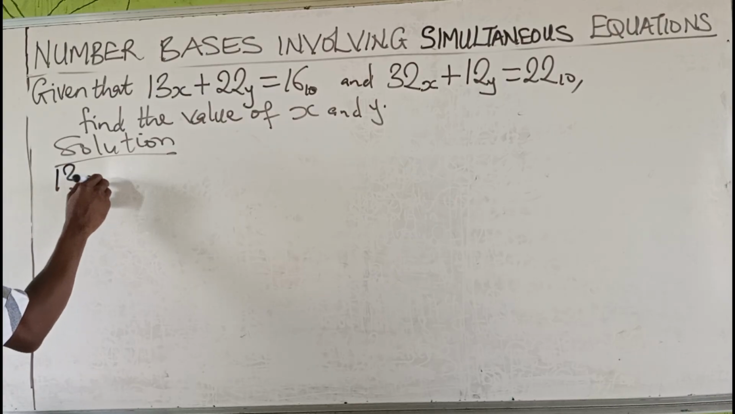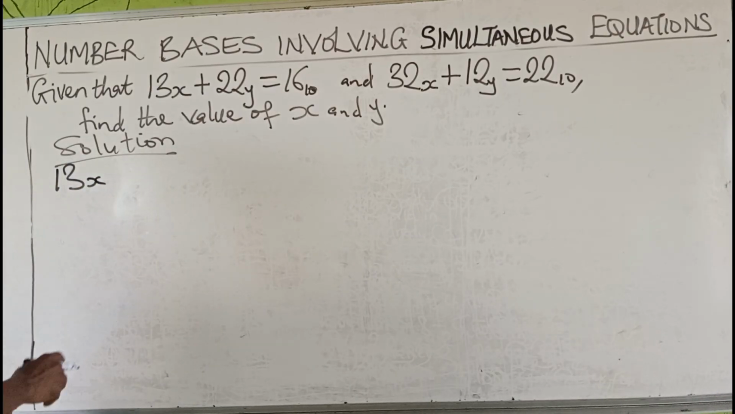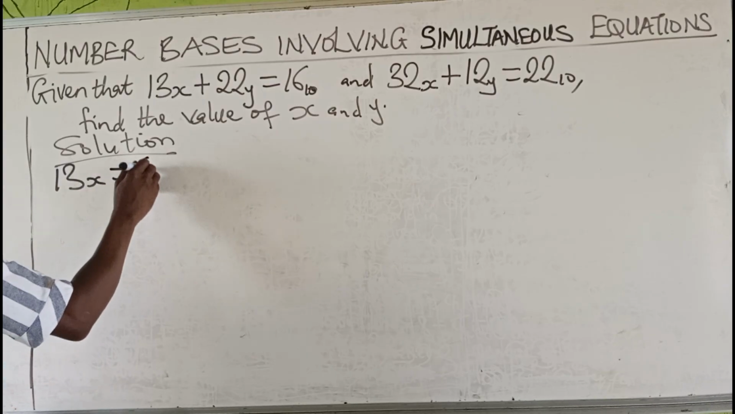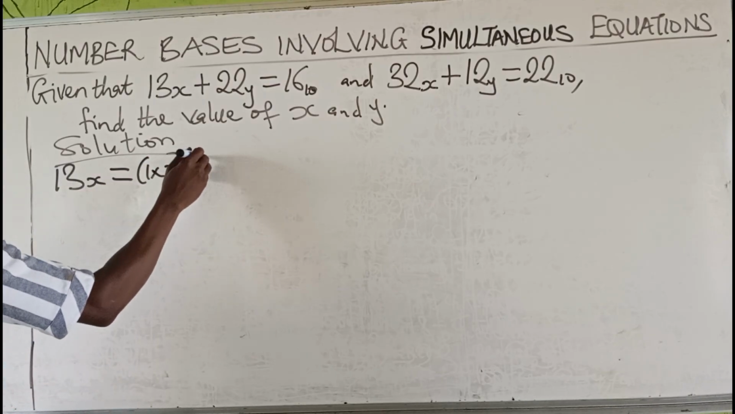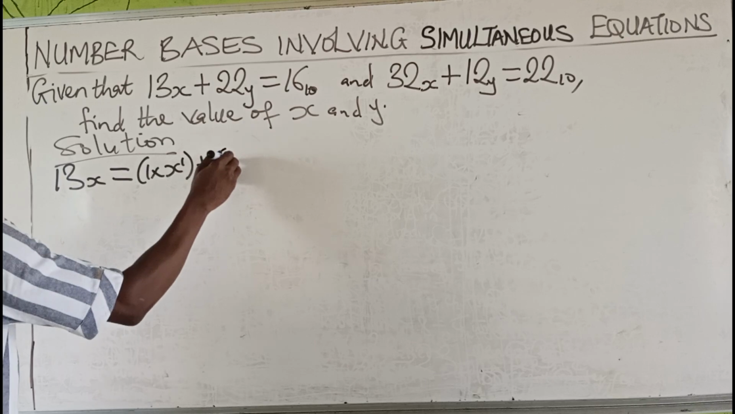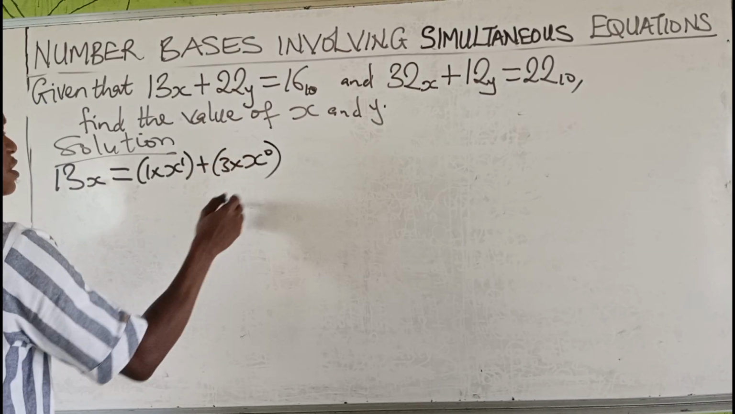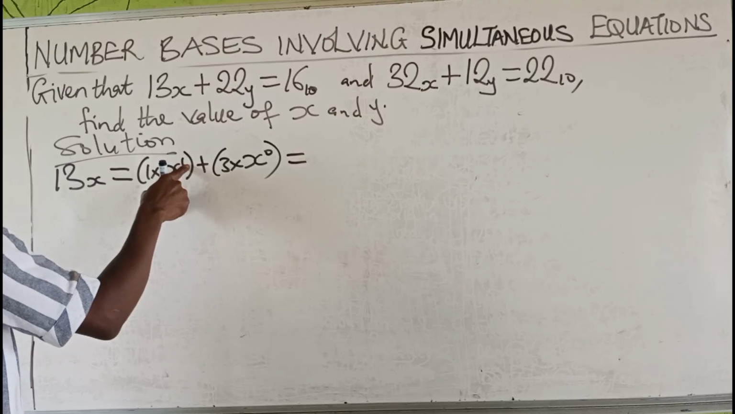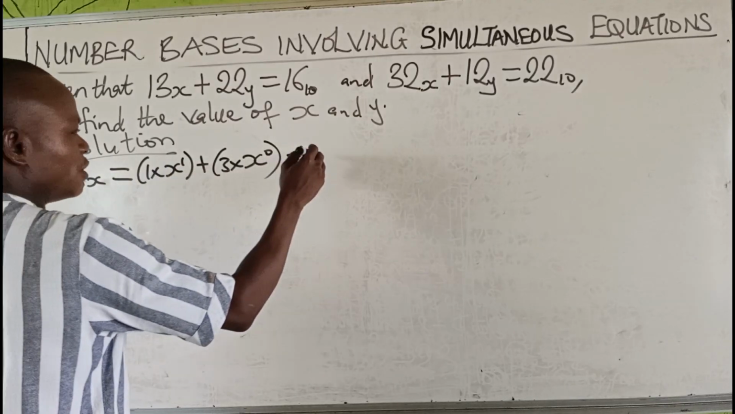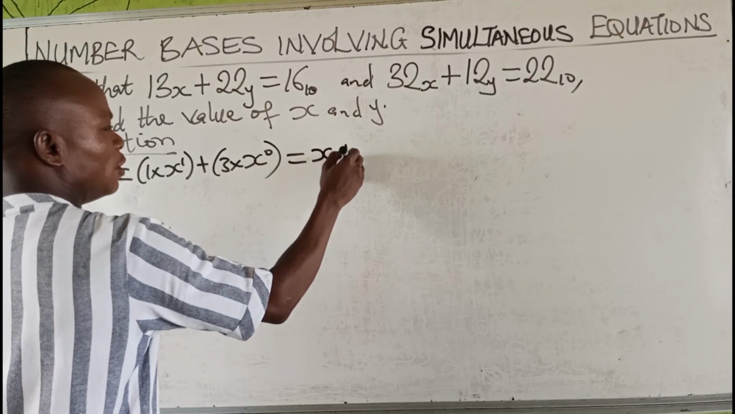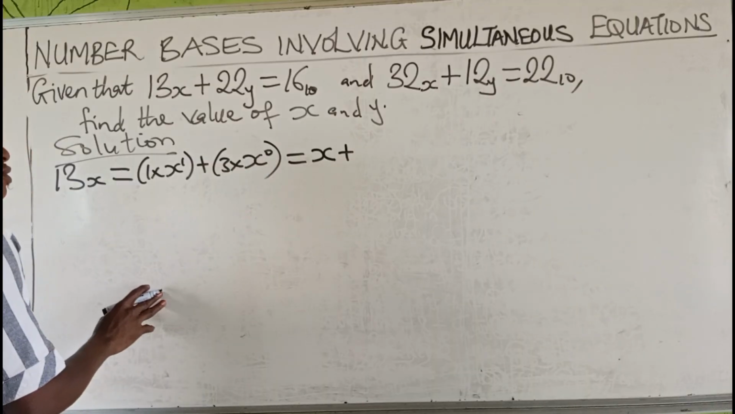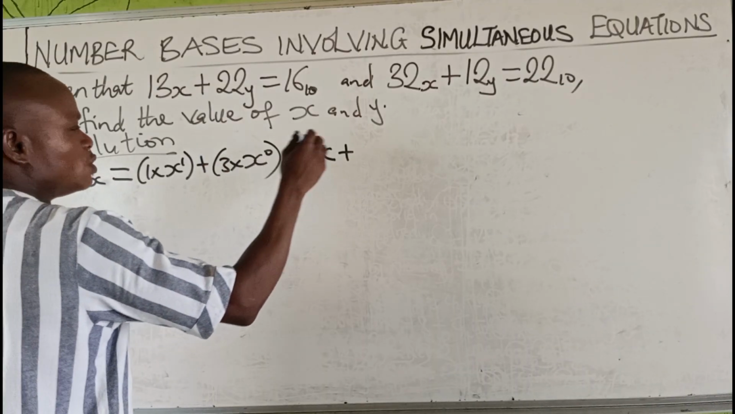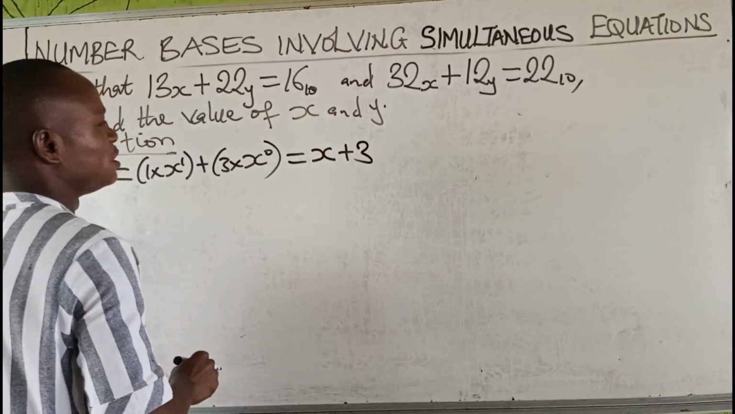13 base x. If we convert 13 base x, that is going to give us 1 times x raised to power 1 plus 3 times x raised to power 0, which is equal to, x raised to power 1 is the same thing as x. So we have 1 times x. That will give us x plus x raised to power 0 will give us 1. So that means we have 3 times 1, which will still give us 3.